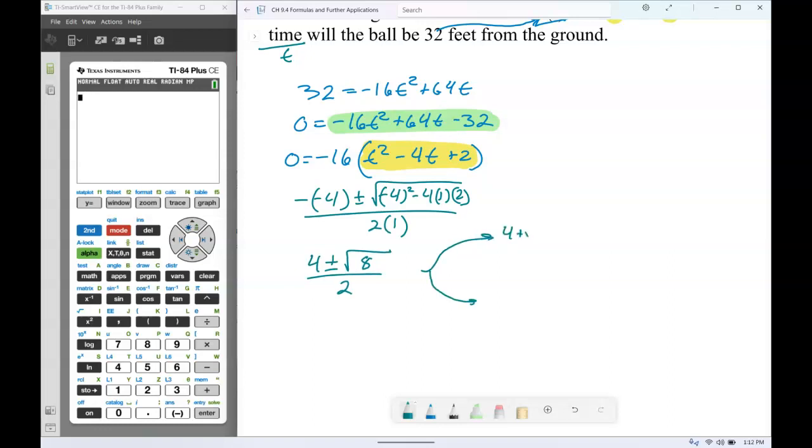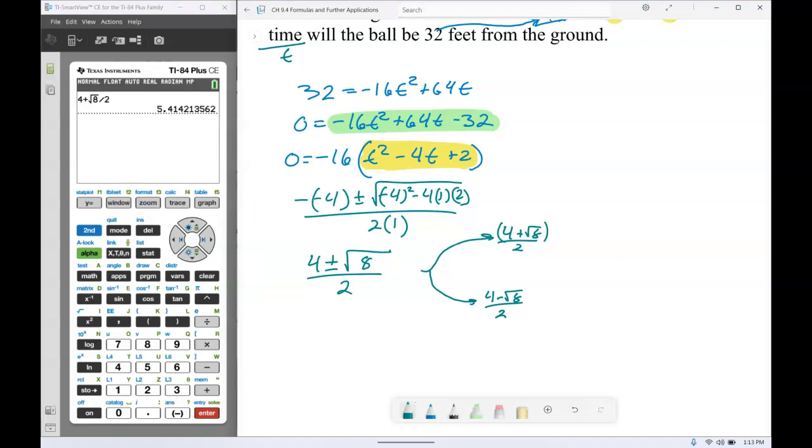We're going to solve 4 plus the square root of 8 divided by 2, and 4 minus the square root of 8 divided by 2. Be very, very careful how you put it into your calculator. That is wrong. What did I do wrong? Why is it giving me the wrong answer? What should be happening? 4 plus the square root of it. What's happening in my calculator? It's doing the square root of 8 divided by 2 first, so it's dividing before doing the sum.